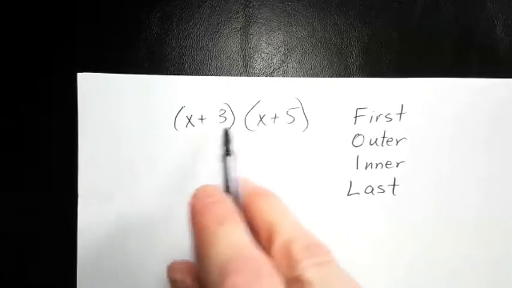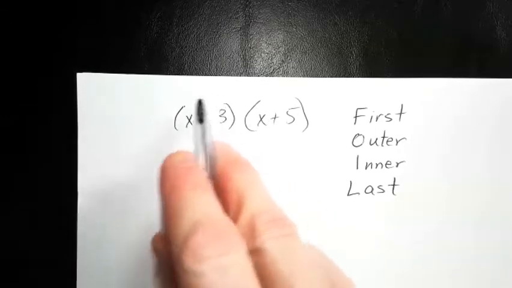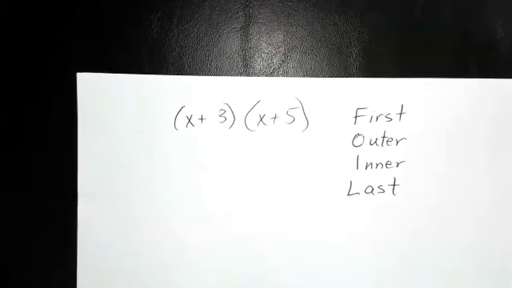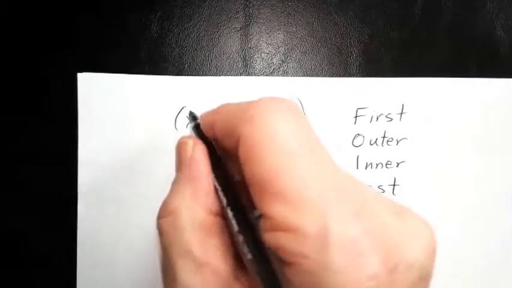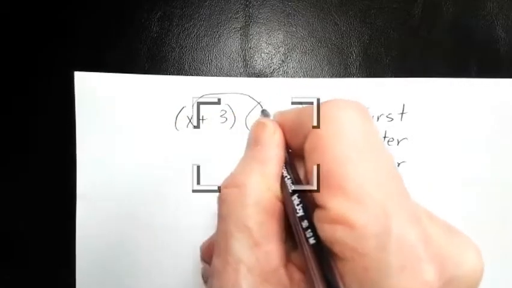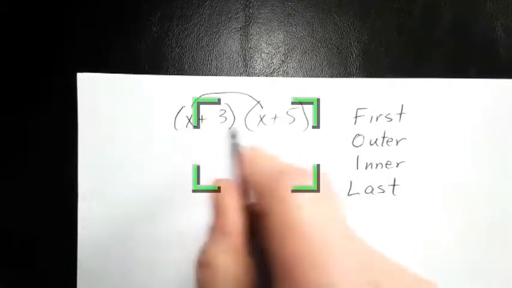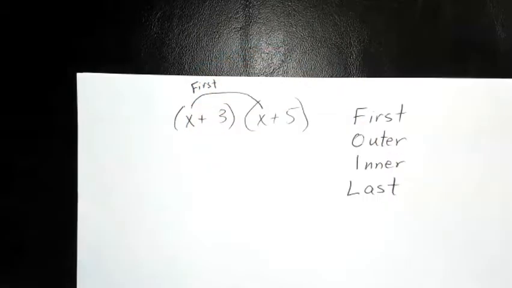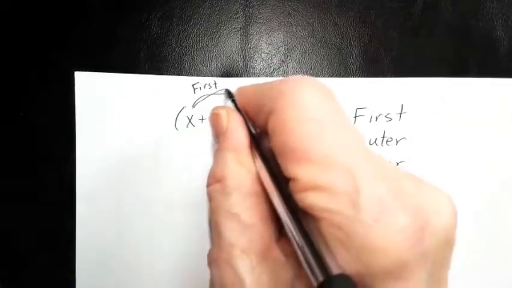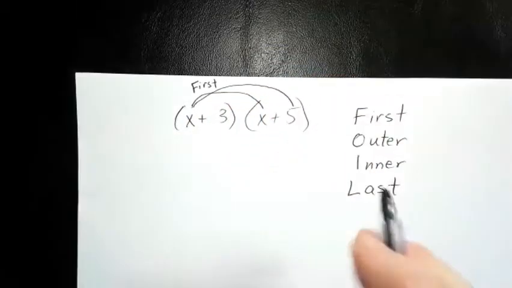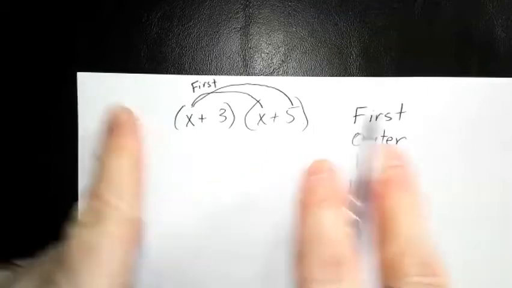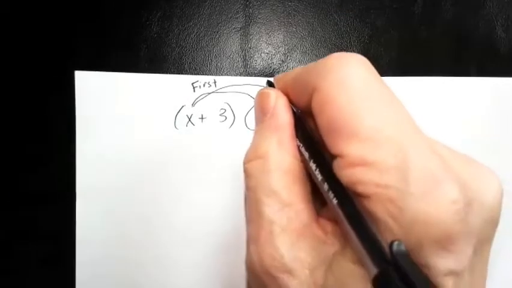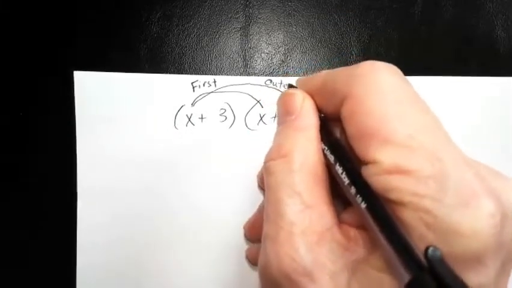Hopefully you've been learning when you multiply binomials that every term here has to be multiplied by every term here. So to start out with, we have to multiply x times x. And that's where the F comes in. That's our first product. And then we have to multiply x times 5. Now, if you look, the x and the 5, they're on the outside. So we call that the outer product.